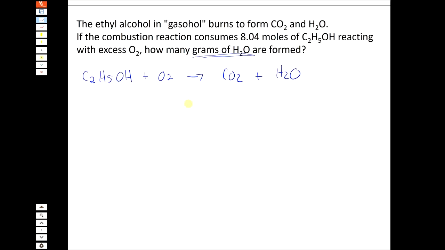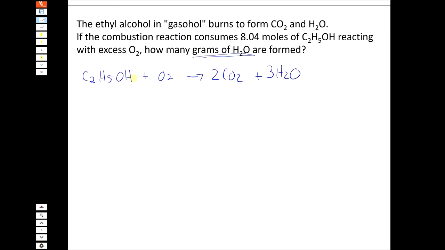So if we were to balance this out, C2H5OH with excess O2, we have 2 carbons on the reactant side, so we need 2 CO2s. And then this reactant here, C2H5OH, has a total of 6 hydrogen atoms, so we need a coefficient of 3 in front of H2O. And for this problem, getting those coefficients correct is the important part, because, again, O2 is in excess, so we're not going to really use it in any of the calculations.